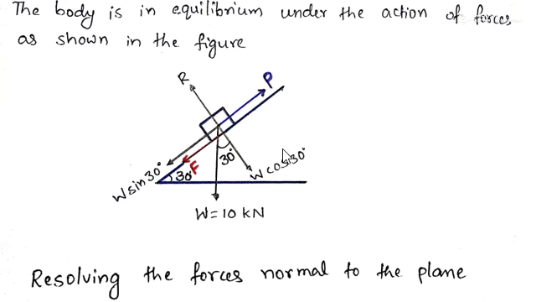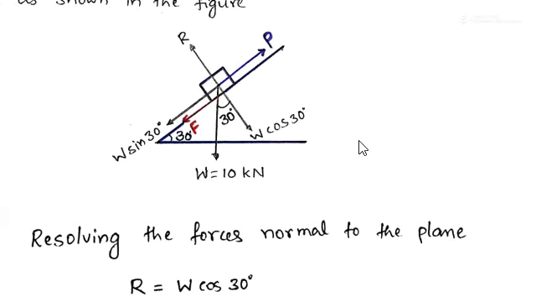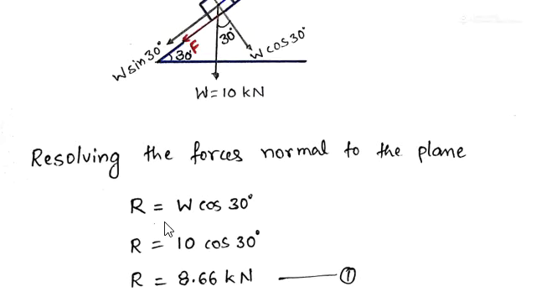also when you resolve the forces normal or perpendicular to the plane, we know, as I told already, R is the reaction force applied by the surface on the body, and that is balanced by this W cos 30 degrees. So we can write like this: R, the normal reaction, is equal to W cos 30. W is the weight of the body given as 10 kilonewtons, and cos 30, and if you simplify that, you are getting normal reaction R as 8.66 kilonewtons.